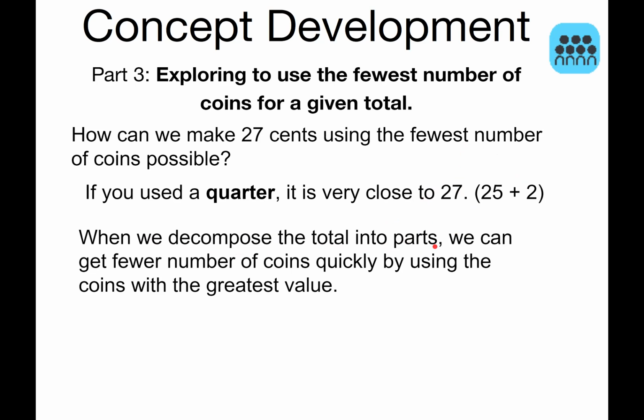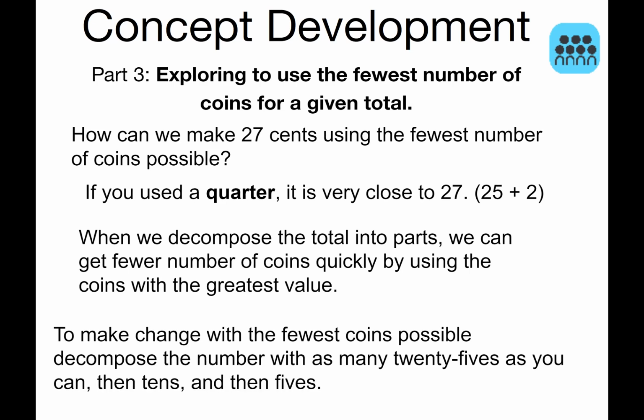So when we decompose the total into parts, we can get a fewer number of coins quickly by using the coins with the greatest value. That means the coins that are worth the most. So we know that a quarter has 25 cents. It has more than a dime that has 10 cents, and a nickel that has 5 cents, and a penny that has 1 cent. So we can get a fewer number of coins quickly by using the coins with the greatest value.